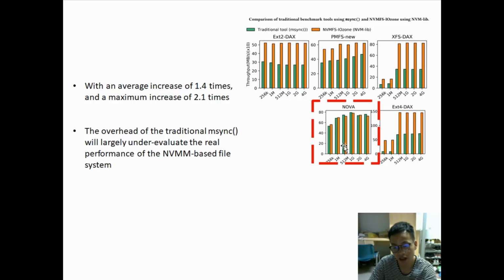We can find out NOVA had changed the Msync behavior in its implementation, where it defines functions without those unnecessary actions. In conclusion, the overhead of traditional Msync will largely under-evaluate the real performance of NVMM file system, and by switching to NVM-lib, the new tool can reveal the actual performance.